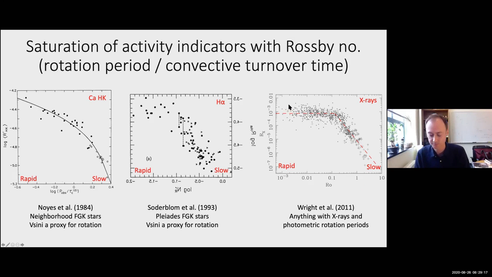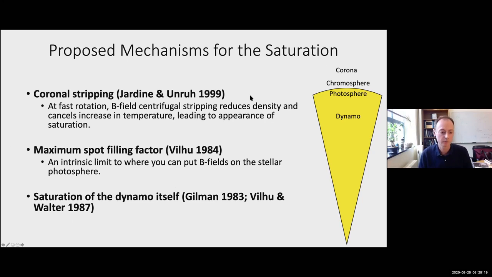Other mechanisms include maybe there's some intrinsic limit to where you can put spots on a stellar photosphere. Maybe the photosphere can only sustain a certain spot filling fraction. And then another proposed mechanism is that maybe the dynamo itself, the mechanism that generates the magnetic fields in the first place, could be saturating. And so over here, I've made a very dumb PowerPoint cartoon. I probably could have made something fancier, but I guess I was lazy.